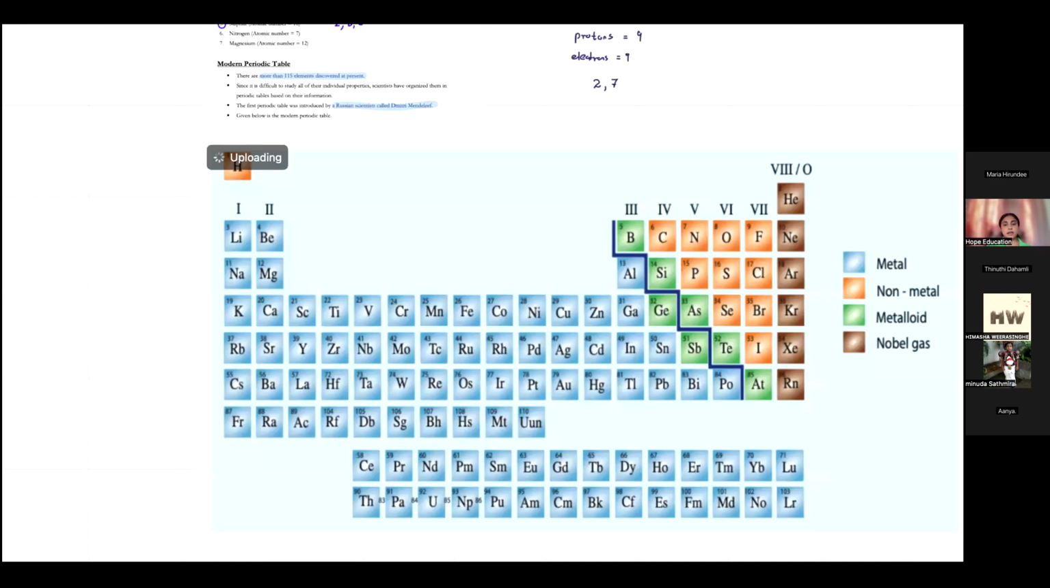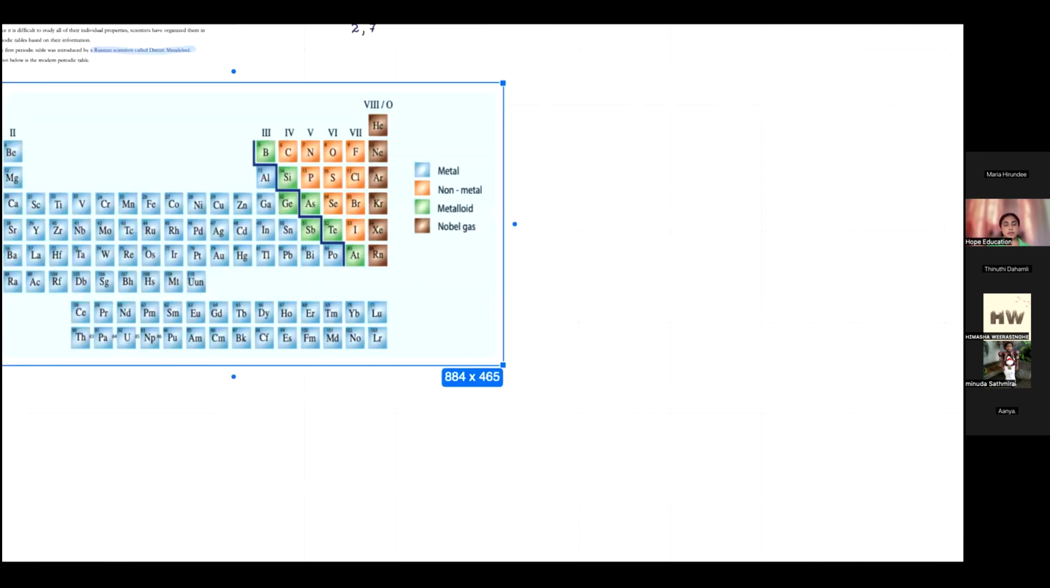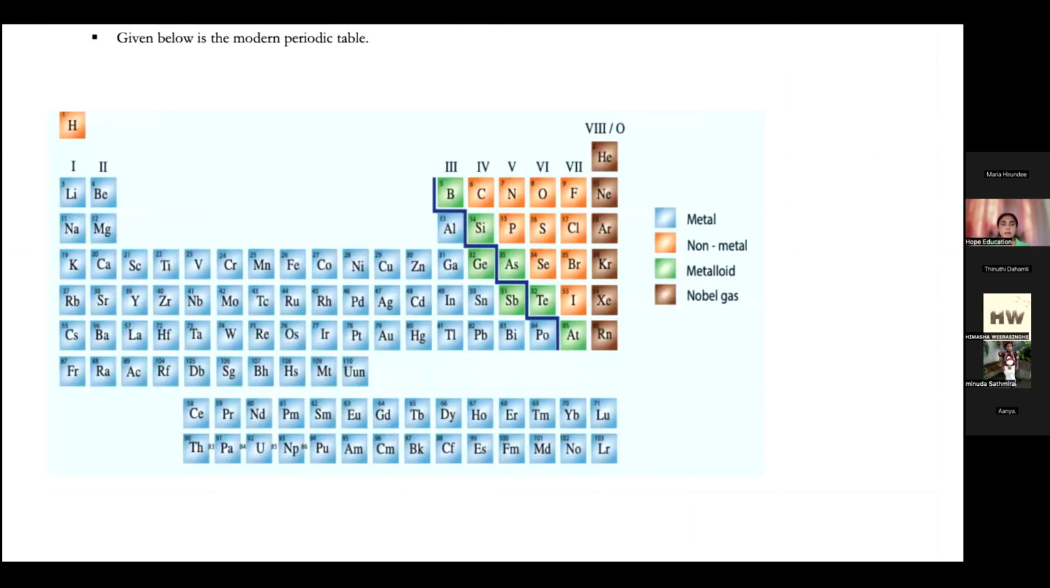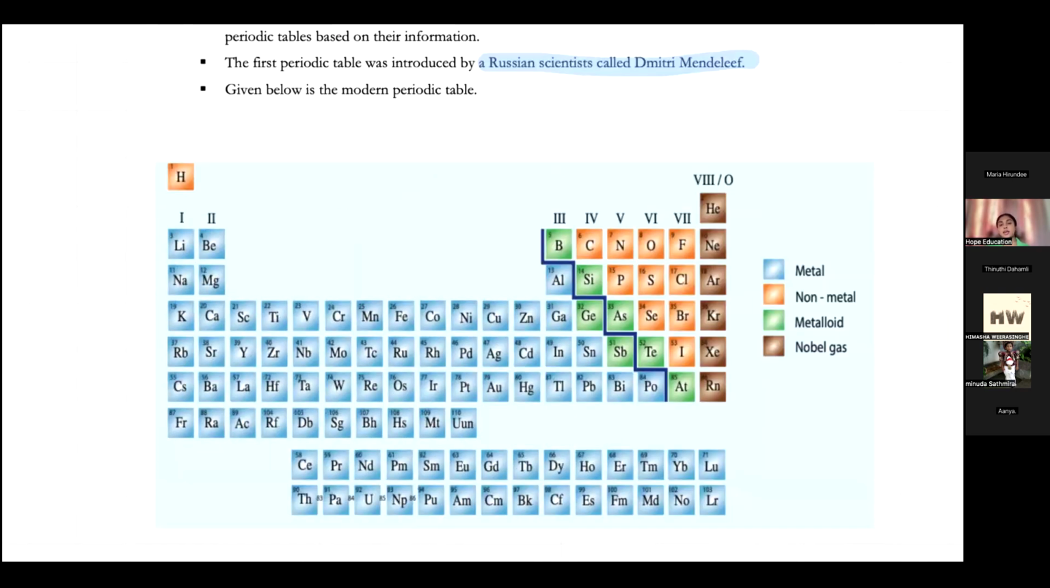This is our modern periodic table. See, so we have a lot of elements which are shown in blue color. Then there's another bunch shown in green color. Let me show you. So all of these are shown in blue color. Then here there is a staircase-like set shown in green color. Then there's another bunch shown in orange color. These two orange, and these are shown in brown color.